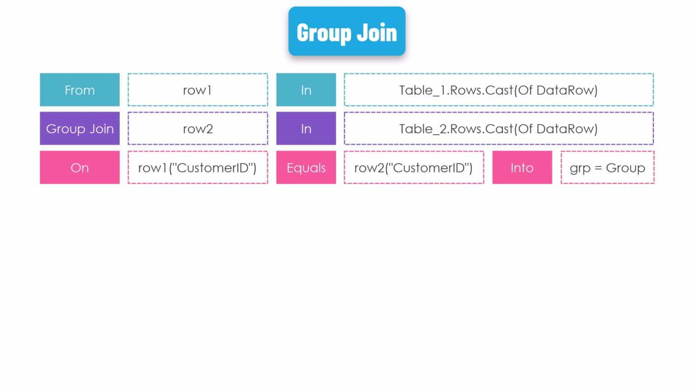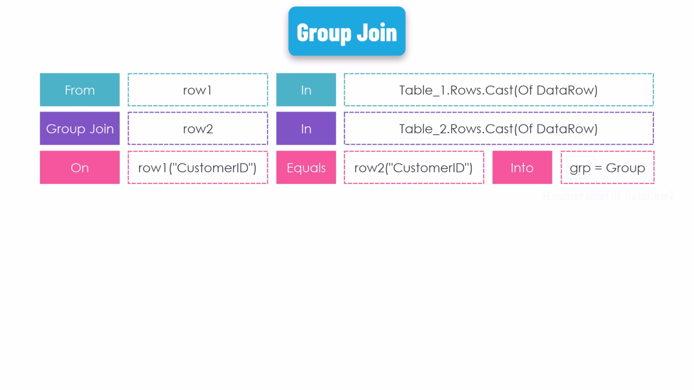In this way, I group the rows of the second table, and store them in this variable. This means, I now have two variables that I can use later in the query, row 1 and grp. Row 1 is of type DataRow, and represents the rows of the first table. And grp is of type IEnumerable of DataRow, and represents the rows of the second table. But I need to have the same data type for both variables, so that I can select the data more easily.